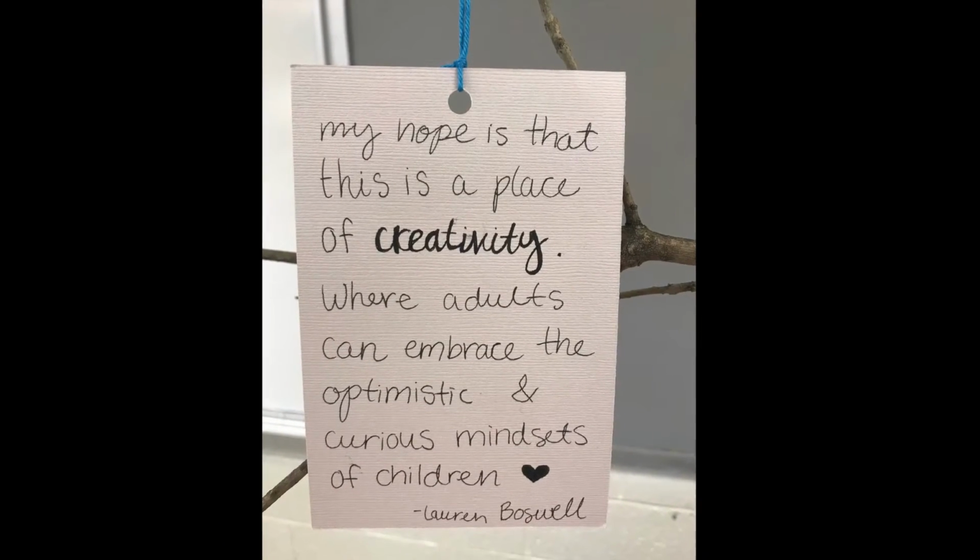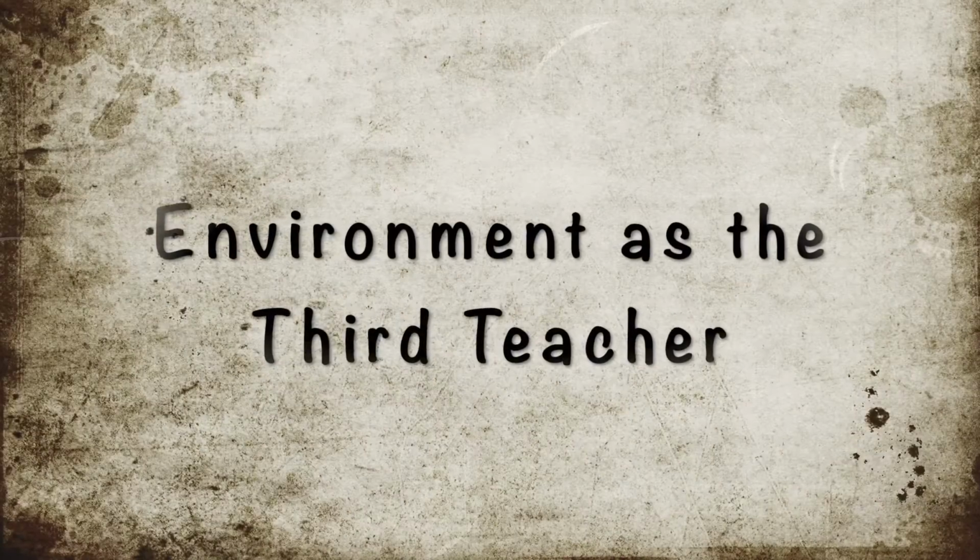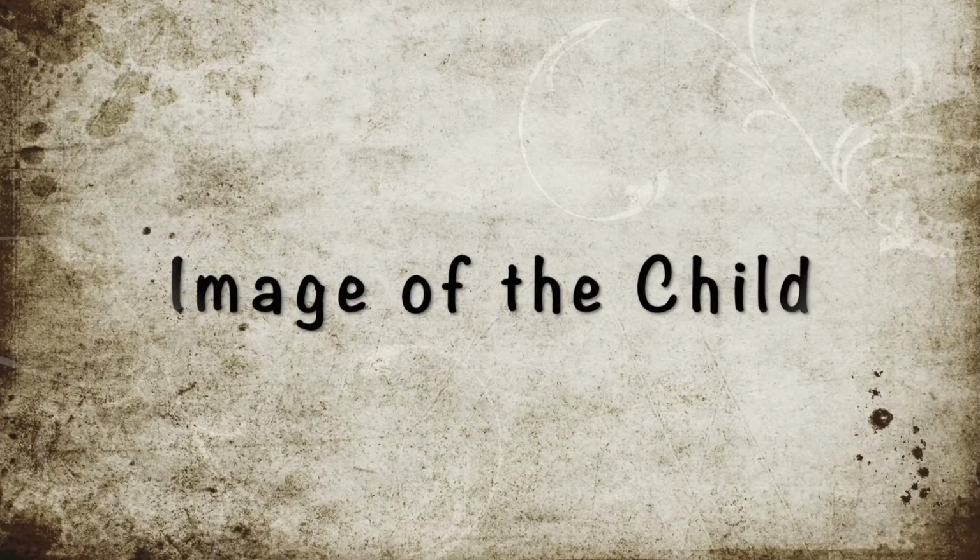The four main concepts in the Reggio Emilia approach are environment as a third teacher, image of the child, the 100 languages, and documentation.